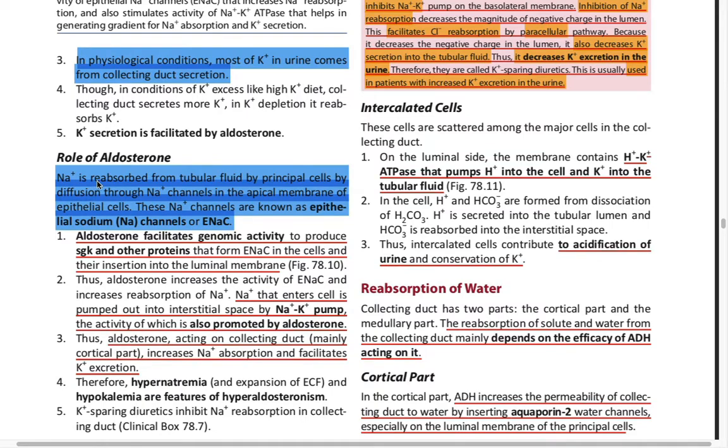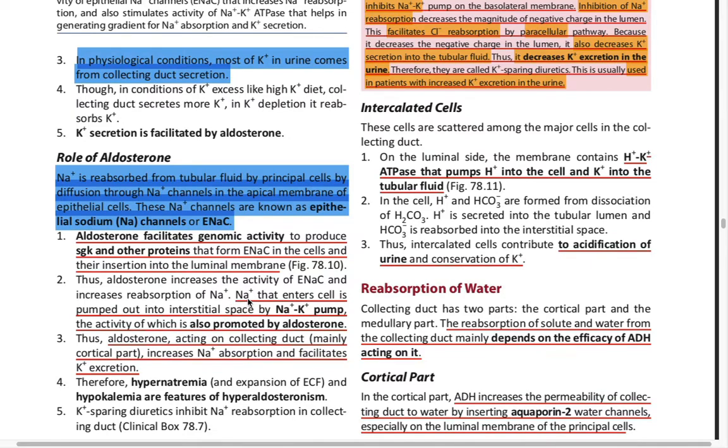The sodium is reabsorbed from the tubular fluid by the principal cells by diffusion through the sodium channels in the apical membrane of the epithelial cells. These sodium channels are known as the epithelial sodium channels. Aldosterone facilitates the genomic activity to produce the SGK and the other proteins that form the ENaC in the cells and their insertion into the luminal membrane.